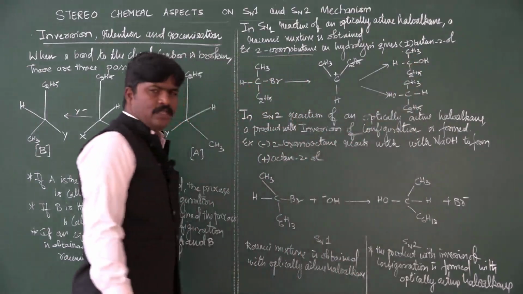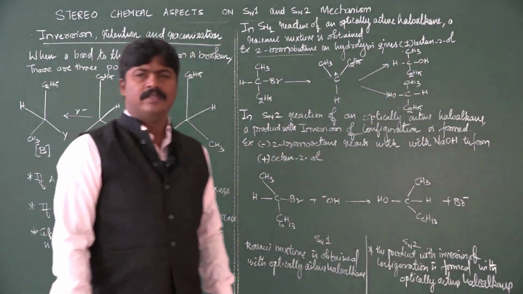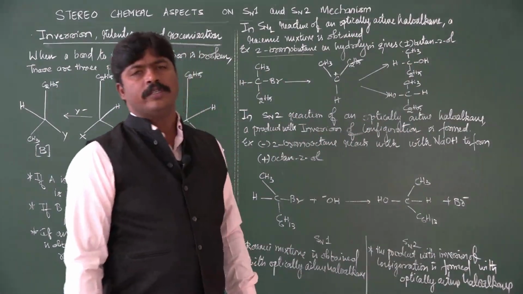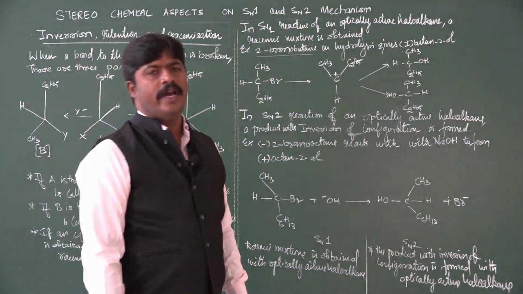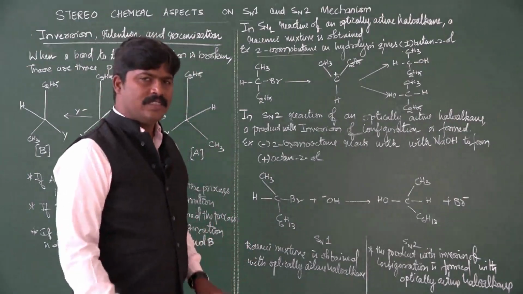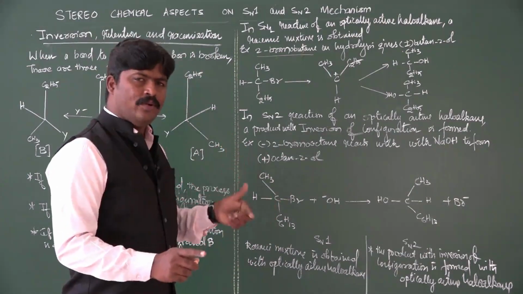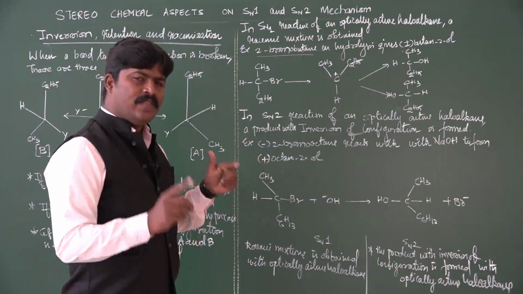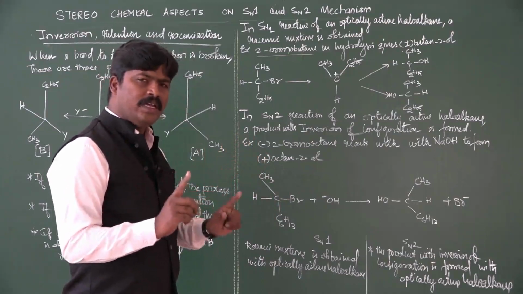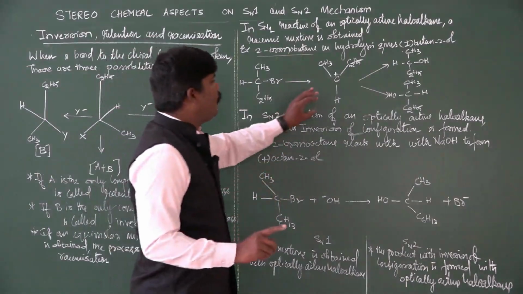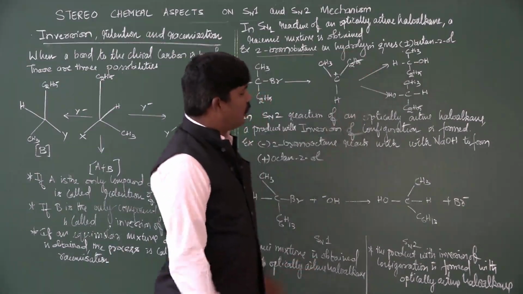That means what is the application part? SN1 mechanism of an optically active haloalkane undergoes a process called racemization. What is racemization? An equimolar mixture of both dextro and levo, plus and minus. Is it optically active? No, it is optically inactive. That means we are getting dextro and levo products equally.